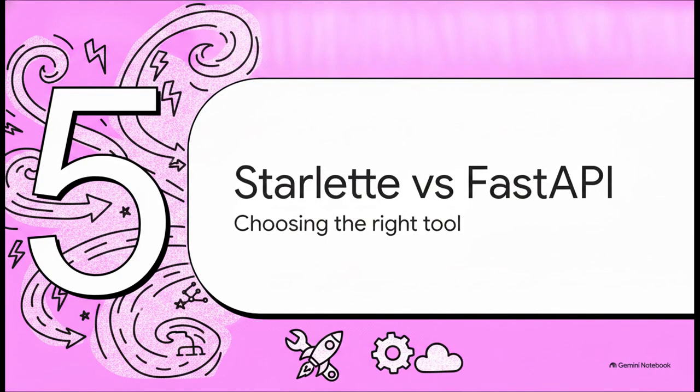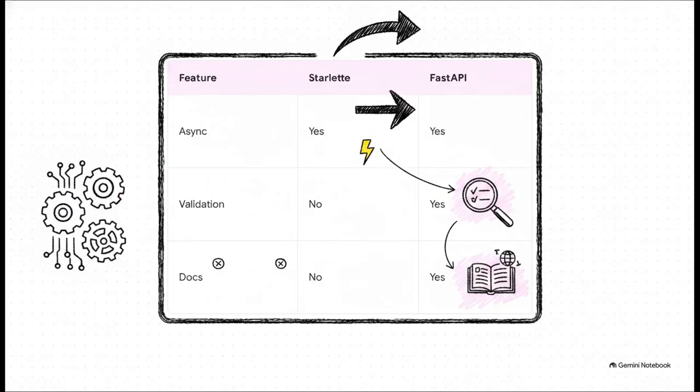Finally, Section 5, Starlette versus FastAPI, and choosing the right tool. This is probably the single most important overall takeaway from this entire explainer. When do you use Starlette, and when do you reach for FastAPI? Well, look at how they relate here. You'll notice FastAPI inherits all of Starlette's routing, its async handling, and its WebSockets. Literally, every time you write an async route in FastAPI, you're actually using Starlette underneath.